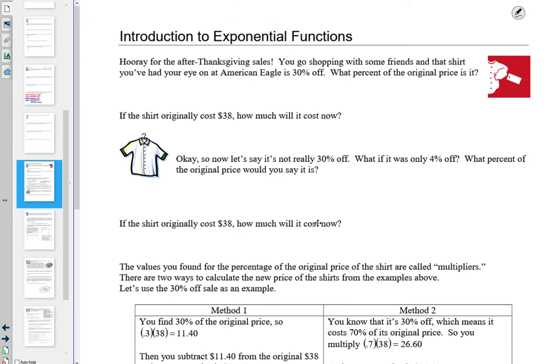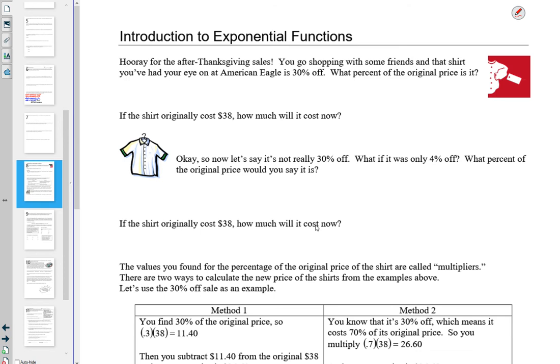So hooray for the after Thanksgiving sales. You go shopping with some friends, and that shirt that you had your eye on at American Eagle is 30% off. What percent of the original price is it? Okay, so we're talking about growth factor. If a shirt is 30% off, then what percent on is it? 70, yeah.